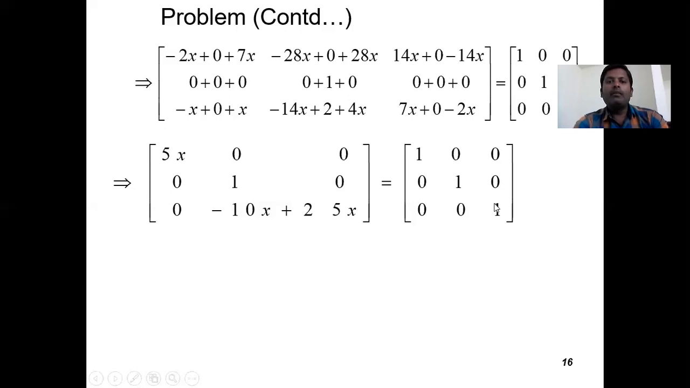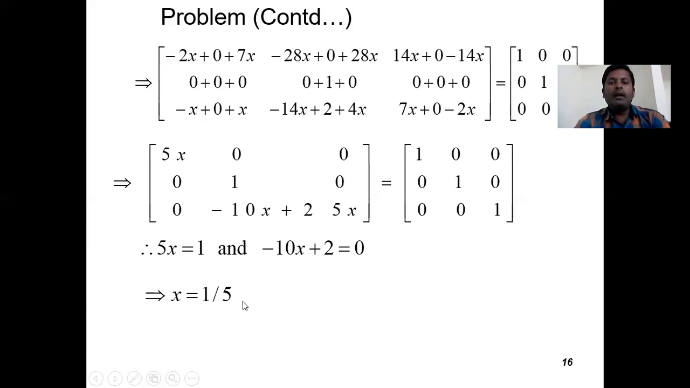Now equating the corresponding elements. What we have to find in this problem is only the value of x, so we have to equate these two matrices. In the place of 5x is equal to 1, and similarly minus 10x plus 2 is equal to 0. Therefore, 5x equals 1 and minus 10x plus 2 equals 0. Now this implies x is equal to 1 divided by 5.